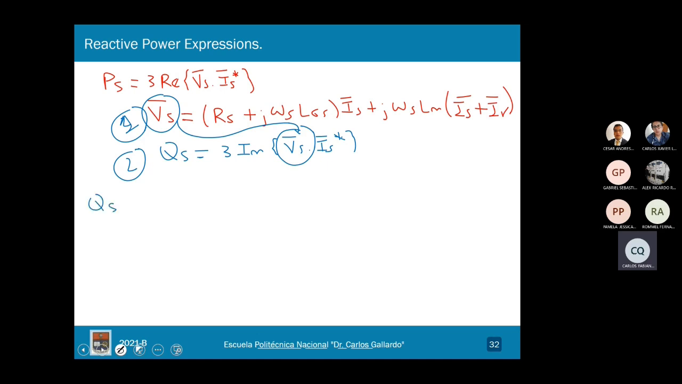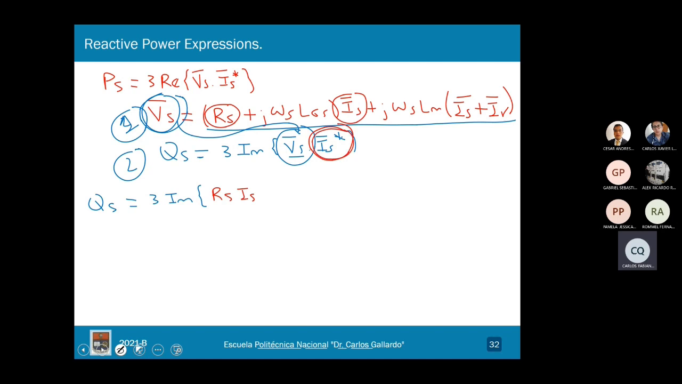This is the stator reactive power, equal to 3 times the imaginary part. I will replace the stator voltage, substituting this equation, and each term is multiplied by the conjugate of the stator current. So I will have the stator resistance times the stator current. It means this term plus this term plus this term.